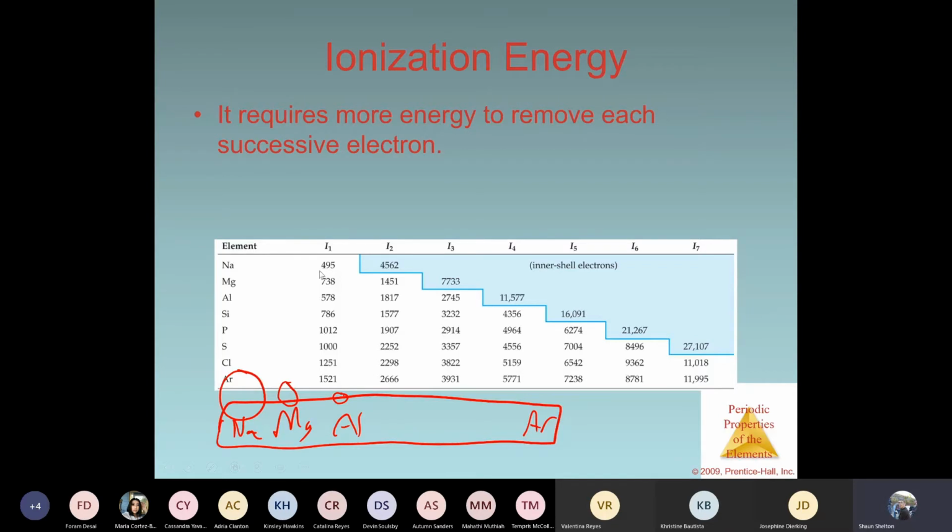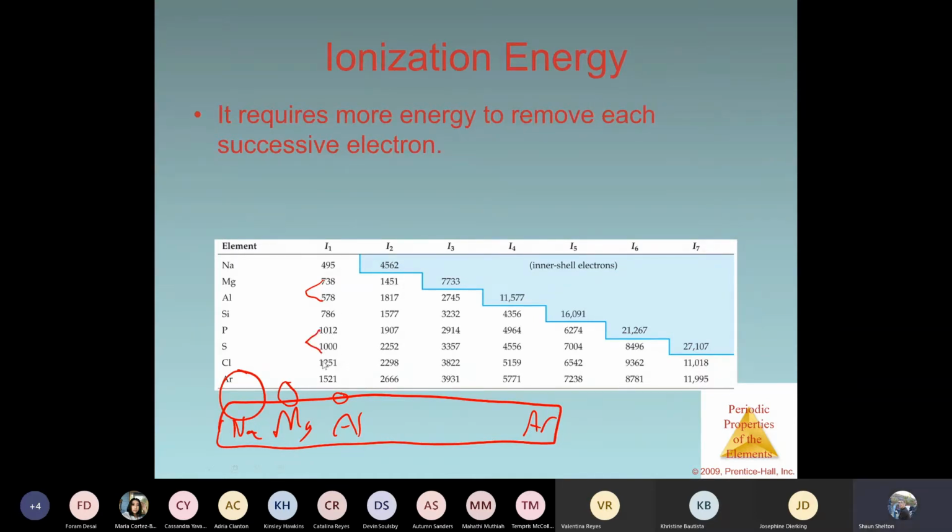So there should be a consistent pattern. As you go left to right, the ionization energy should increase for the first ionization energy. So we're looking at I1 only right now. So 495 to 738, that increases. 738 to 578, that decreases. So we're going to mark that for a second. Then we go from 578 to 786 to 1012 down to 1000. So notice the change is going up, but then it goes back down.